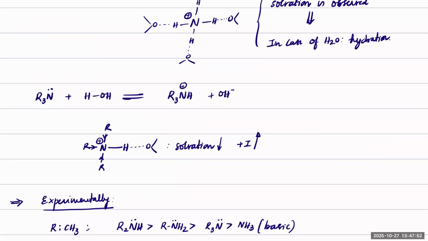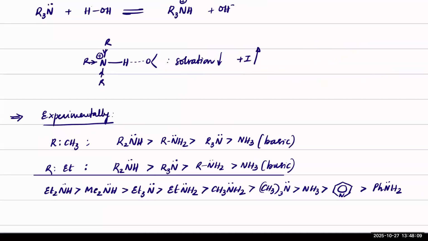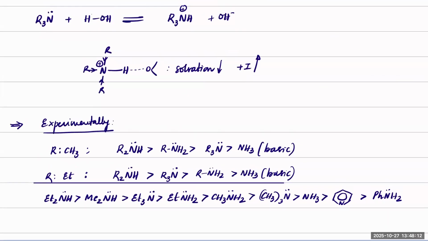Okay. So you can see tertiary amine, when you react with water, it will become R3NH plus. So here solvation is very less, but on the other hand, plus I is dominant. So from one end, solvation is dominant, from the other end plus I is dominant. So experimentally it has been found that the basic character will be somewhere in between like this. So 2 degree will be greater than 1 degree, greater than 3 degree, greater than ammonia. This will be the order for methyl. If it is ethyl, then 3 degree will come before 1 degree. Okay, overall order is this one. Clear?